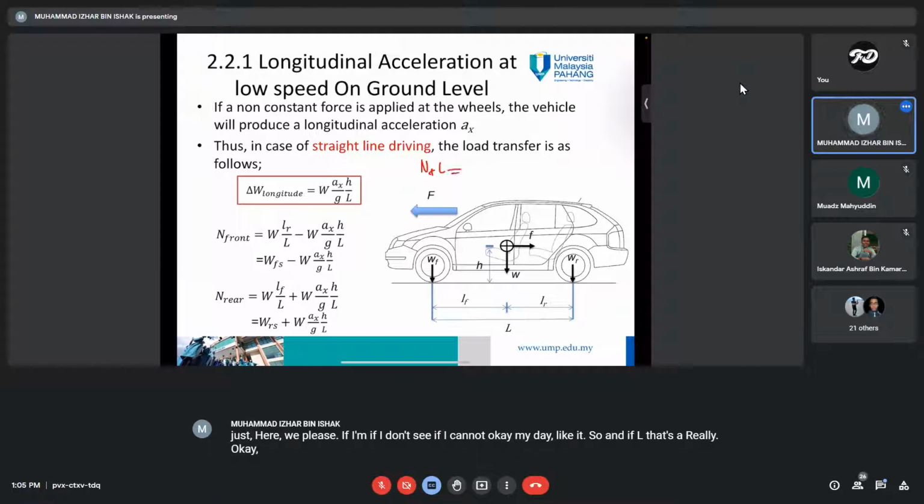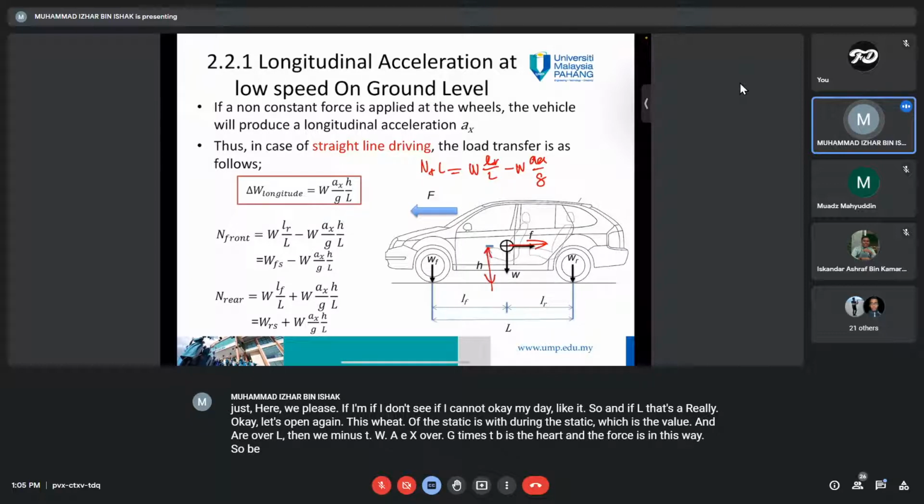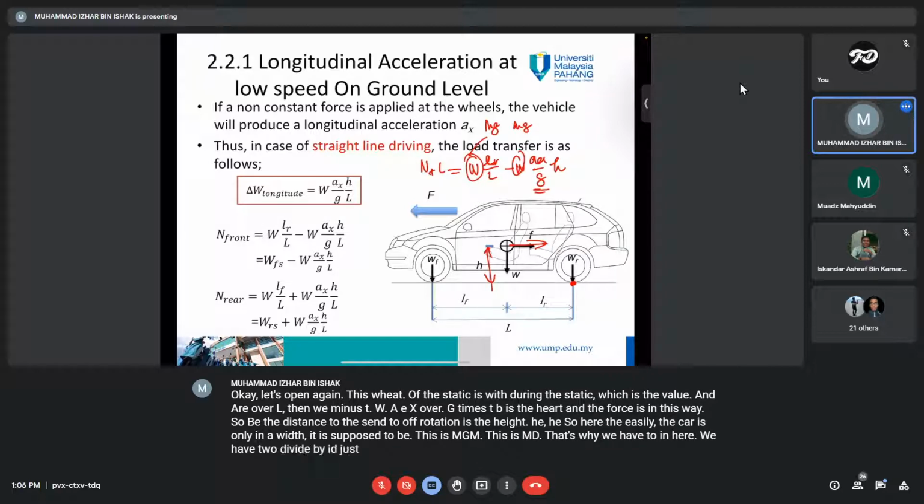Okay, this is equal to the static weight W LR over L, then we minus W ax over g times d, where d is the height. The force acts in this way, so the distance to the center of rotation is the height. Usually the car is only in weight, it is supposed to be mg, that's why we have to divide by g here. Can?